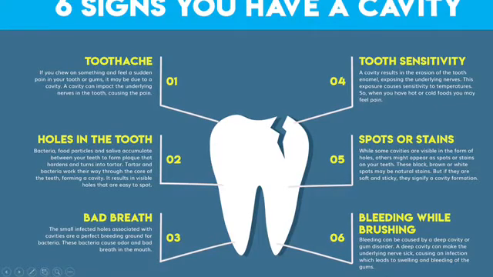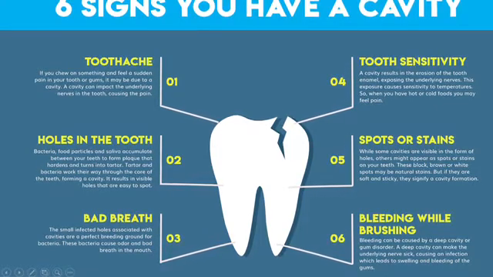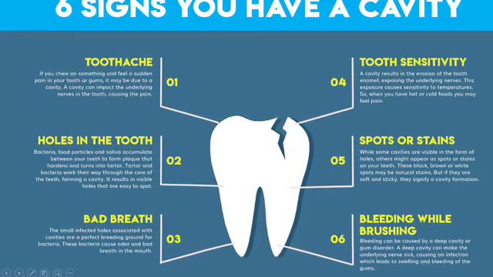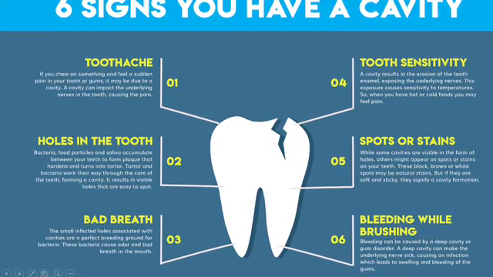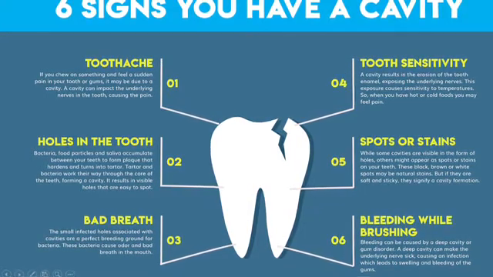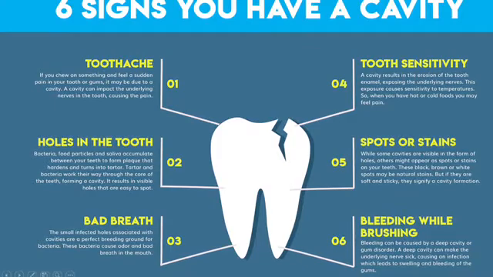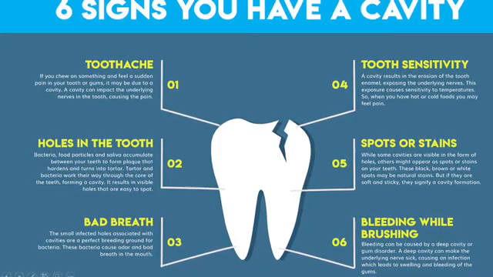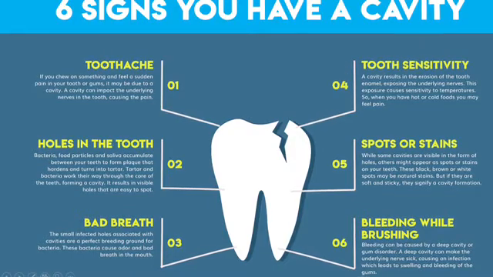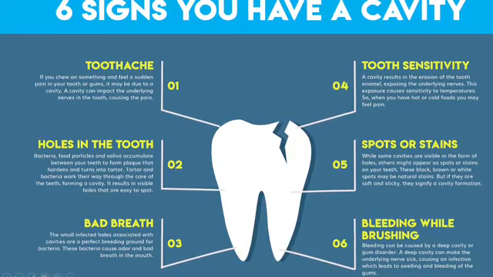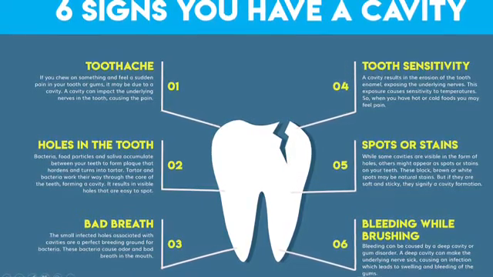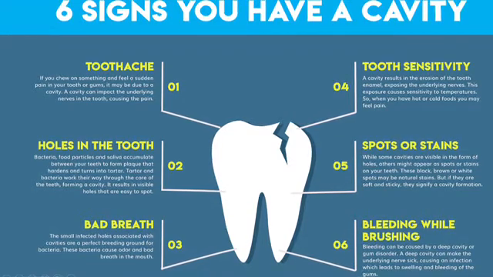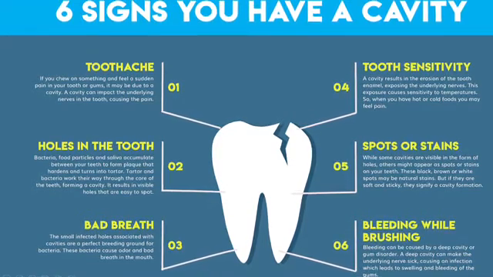There are 6 signs that can help you identify whether or not you have a cavity. The first and most apparent sign is a toothache. A toothache is sudden pain in your teeth or gums. Another sign is a hole in the tooth. A hole can be formed when bacteria, food particles, and saliva have remained on the tooth or between the teeth for a long period of time. The bacteria begins to eat away at the enamel, turning that part of the tooth into a cavity.